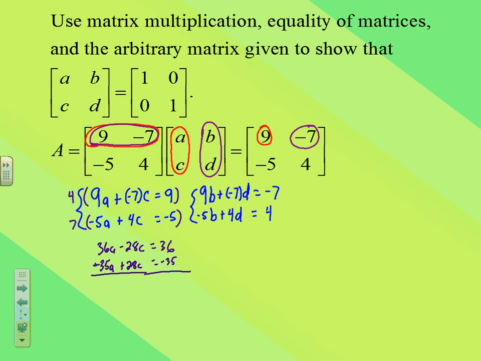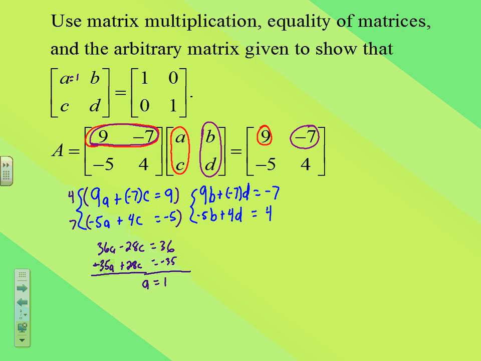And when we combine these here, the 36 minus the 35 will give me 1a, and the c is canceled out, which was the idea, and 36 minus 35 is 1. And so here we're showing that a is in fact equal to 1.